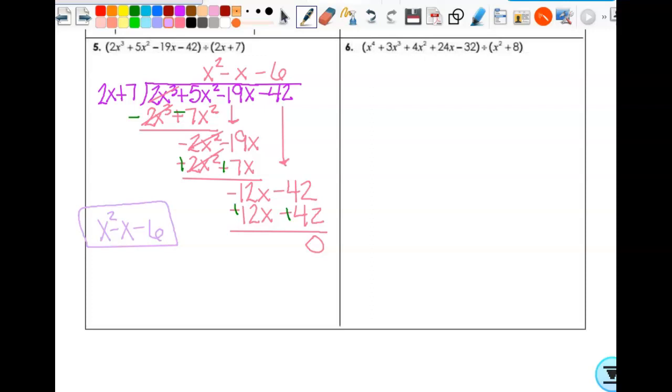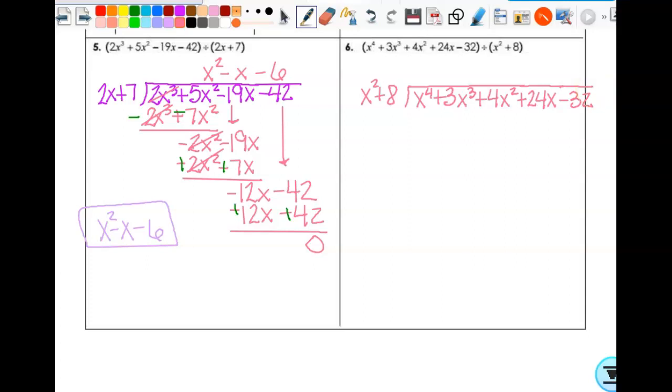Everybody okay with that? So although we could force this into synthetic division, which you may have done in Algebra 2, because I do see that sometimes, I wouldn't suggest it. We could do long division here. You cannot force number 6 into synthetic division. So again, if the only thing we know how to do is long division, then that's what it's going to be. So we're going to take x squared plus 8, and we're going to divide it into x to the 4th plus 3x cubed plus 4x squared plus 24x minus 32. Okay, that's a lot.